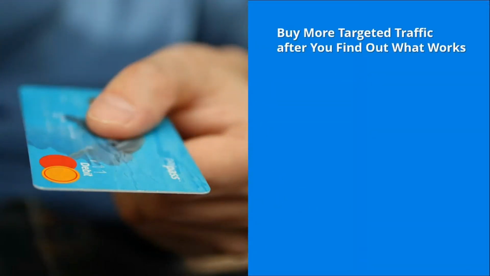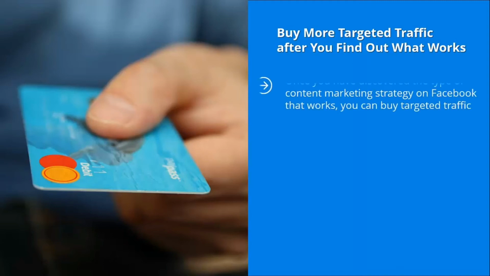Buy more targeted traffic after you find out what works. Once you have discovered the type of content marketing strategy on Facebook that works, you can buy targeted traffic. How? Use Facebook's lookalike technology to target people who share the same interest profile as your existing audience. This is what's so awesome about Facebook. This is also what gets them into all sorts of hot water.